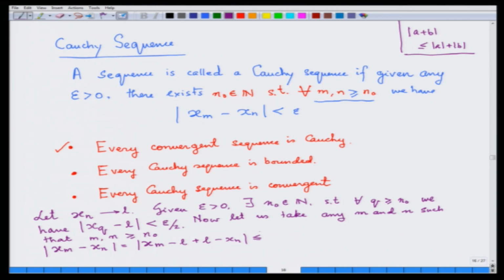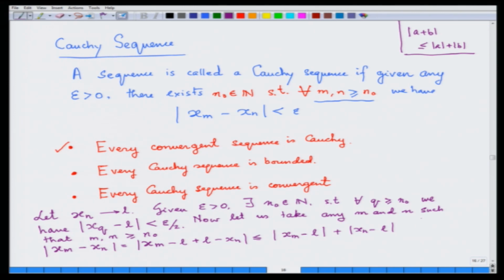So, by applying this inequality, what we have got before is that, once I am given an epsilon, I will consider epsilon by 2, and I will find an n naught such that for whatever q I take which is bigger than n naught, |x_q minus L| would be strictly less than epsilon by 2.